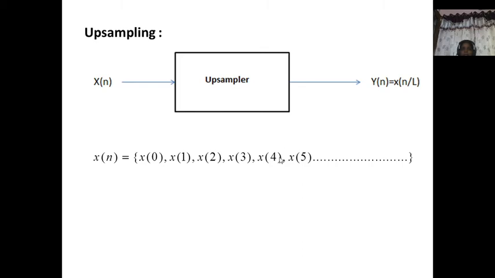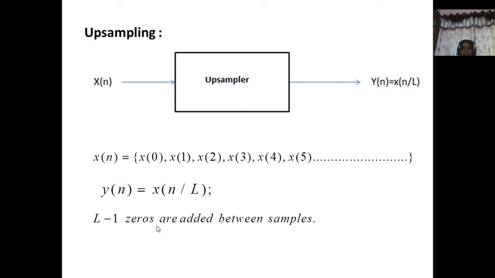Let us consider the input sequence x of n equal to x of 0, x of 1, x of 2, x of 3, x of 4, x of 5. Now the output sequence we are expecting is y of n equal to x of n divided by L. Here L minus 1 zeros are added between the samples. What is the L value we are considering? L minus 1 zeros are added between the samples.